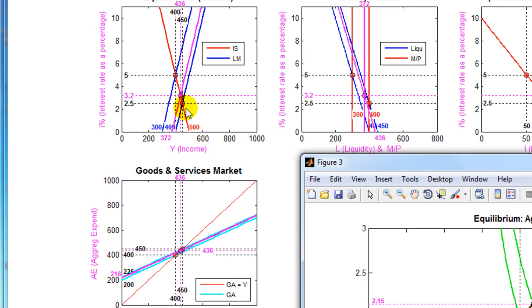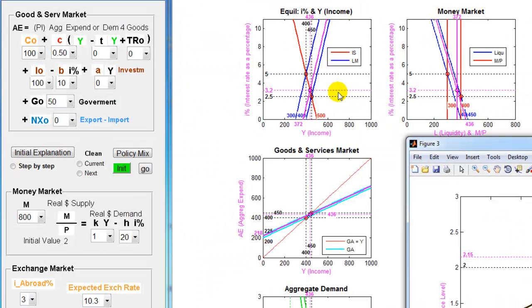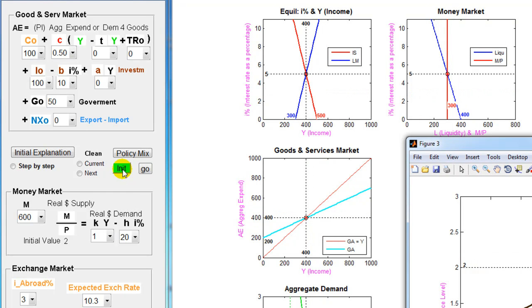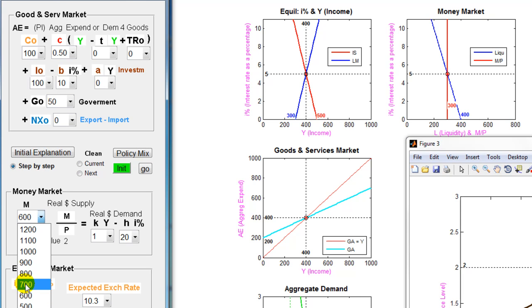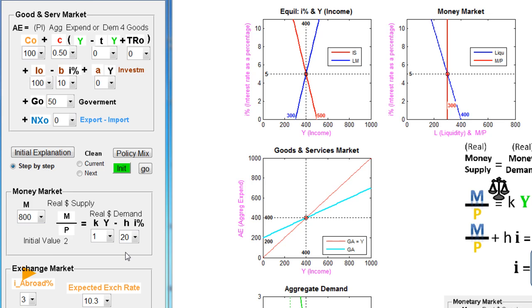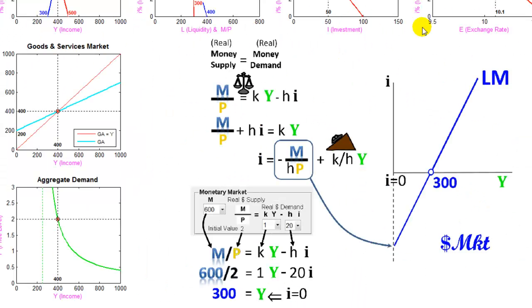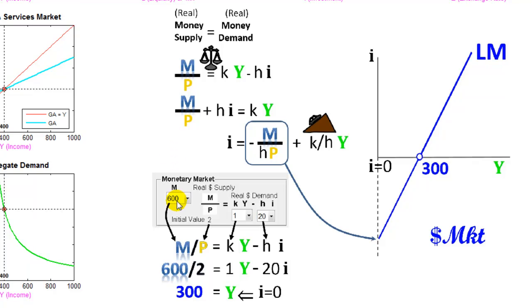But we want to understand the relationship between this graph and the causality. So in order to do that, we are going to start from scratch, and now we are going to go step by step. So we are going to do the same. We increase nominal money supply from 600 to 800, and then we are going to see step by step what happened.